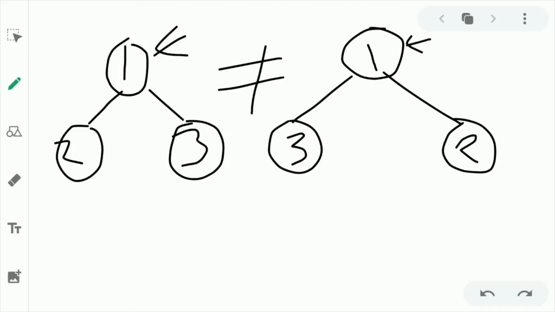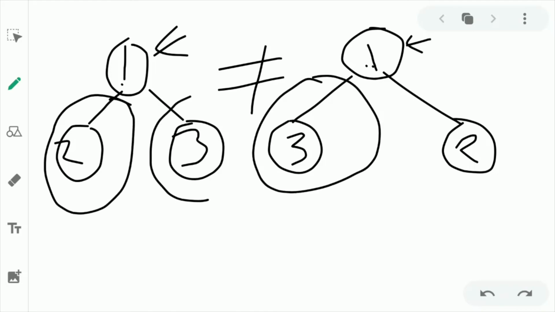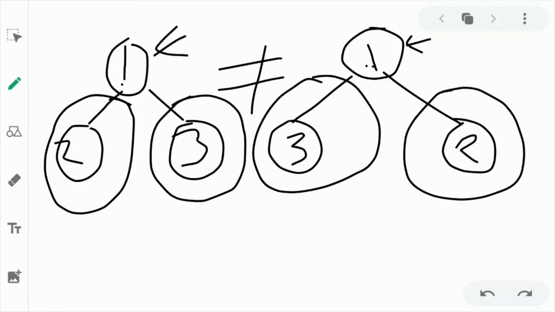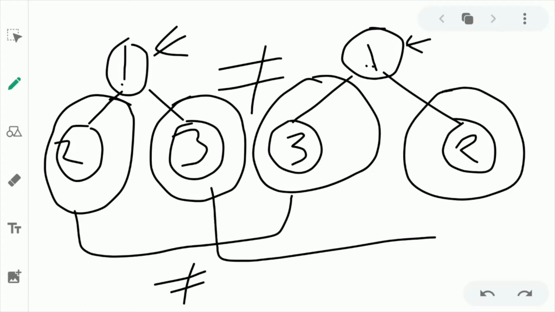So our recursive code will be something like: we will first check if both of the trees are not null, then we will check each node if their values are equal and their whole left subtree and their whole right subtree are equal or not. In this case, these two are not equal and these two also are not equal. So this means what? They are not same.